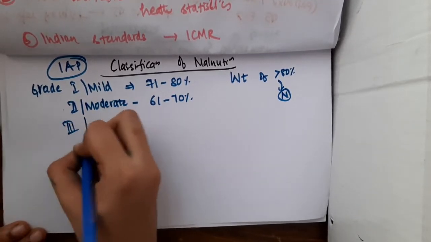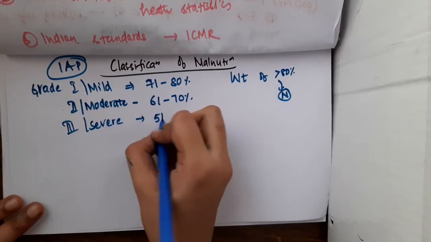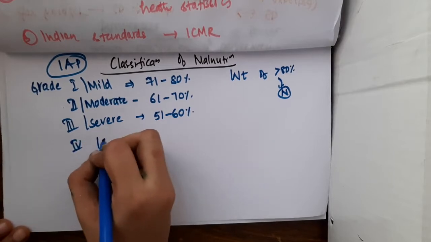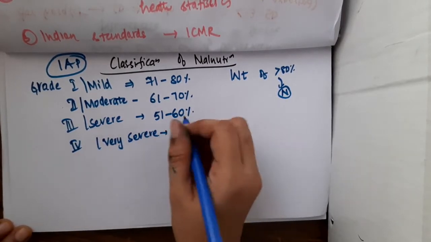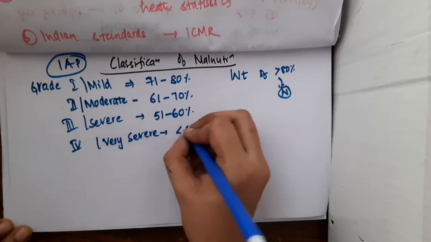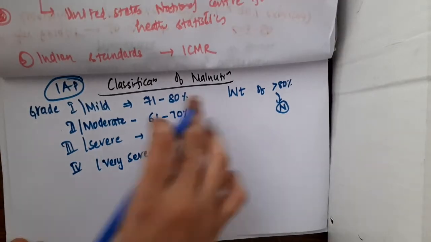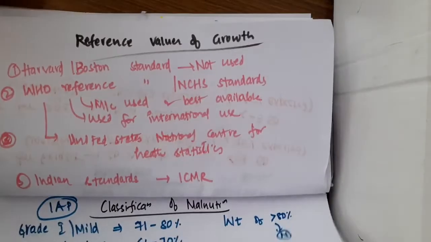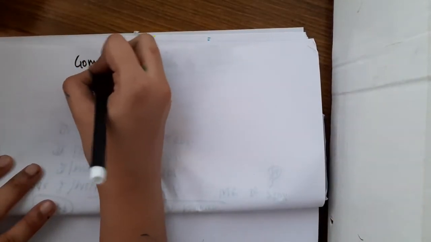Then we have grade 3, which is severe malnutrition, when the weight is around 51 to 60% of expected. Then grade 4, very severe malnutrition, where the weight of the child is less than 50% of expected. So this is the classification of malnutrition. Now one more classification we have, that is called the Gomes classification.